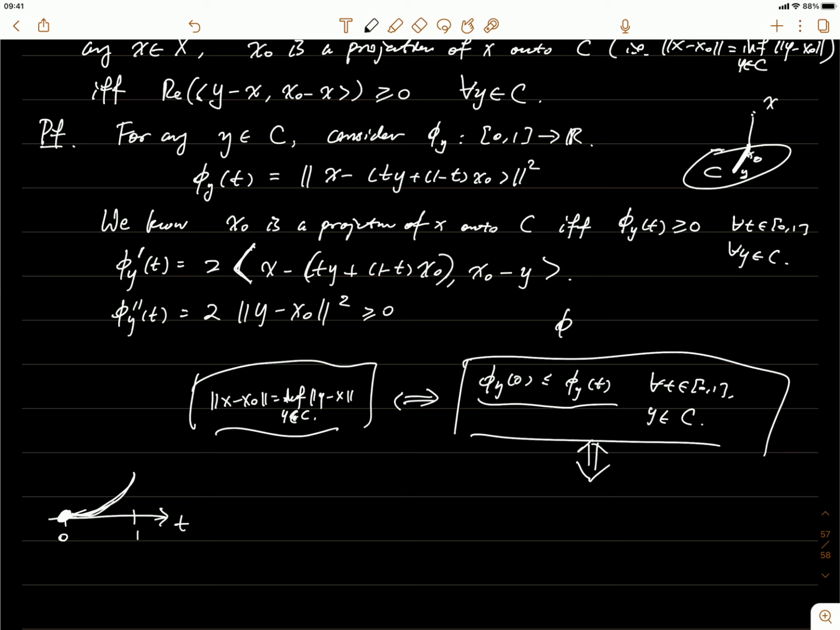So what is the derivative here? The derivative here is phi y prime at 0. We said the phi y prime of t is that, so when we plug in t equals 0, we'll have 2 times, sorry, this is for the real case. Let me just consider the real case first. So in this case, when t equals 0, I will have just the inner product of x minus x naught and x naught minus y, and I'll have this greater than or equal to 0.